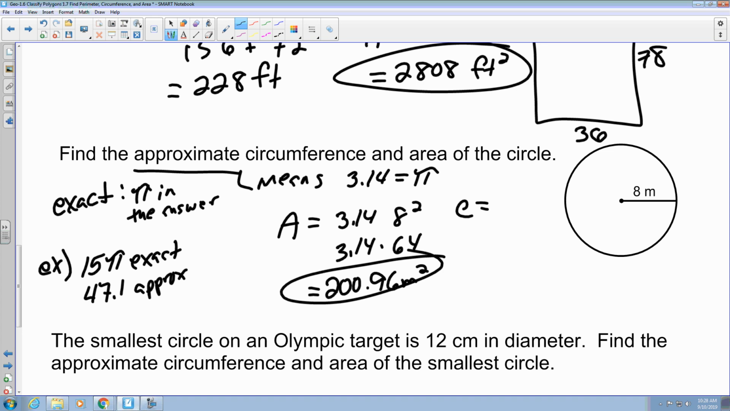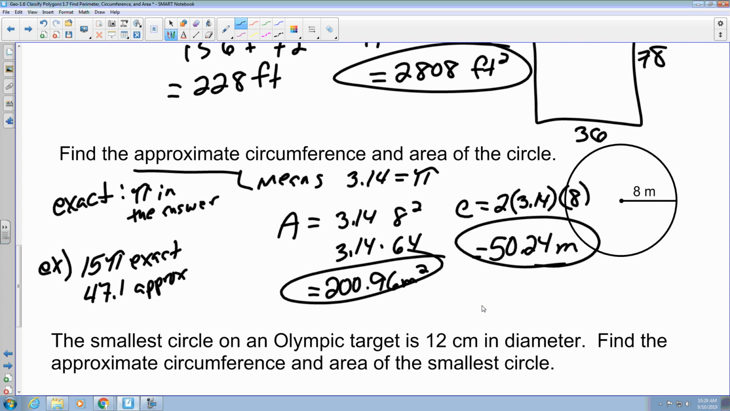Looking at the circumference, since they give us the radius, it's going to be 2 pi, but because it's an approximation, we're going to use 3.14 times the radius, which is 8. So now you just multiply those three together: 2 times 3.14 times 8. You get a circumference of 50.24, and that is just meters, okay? So circumference is kind of like the perimeter term for circles. So keep that in mind.